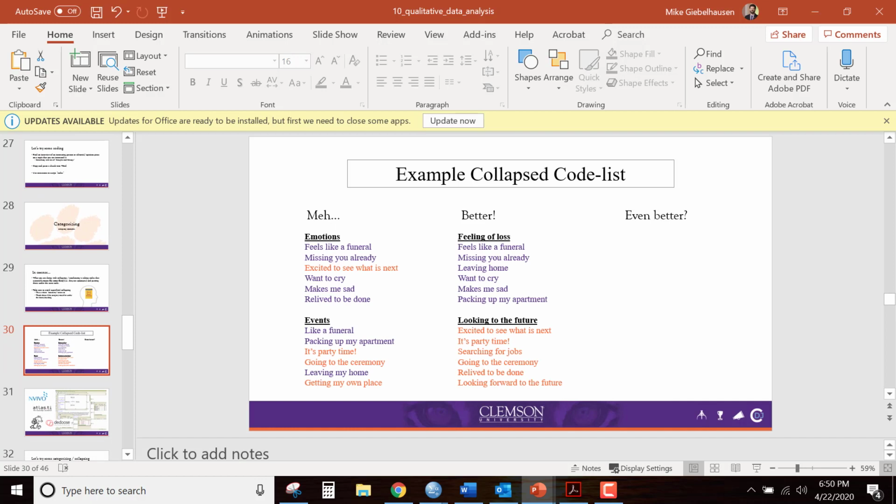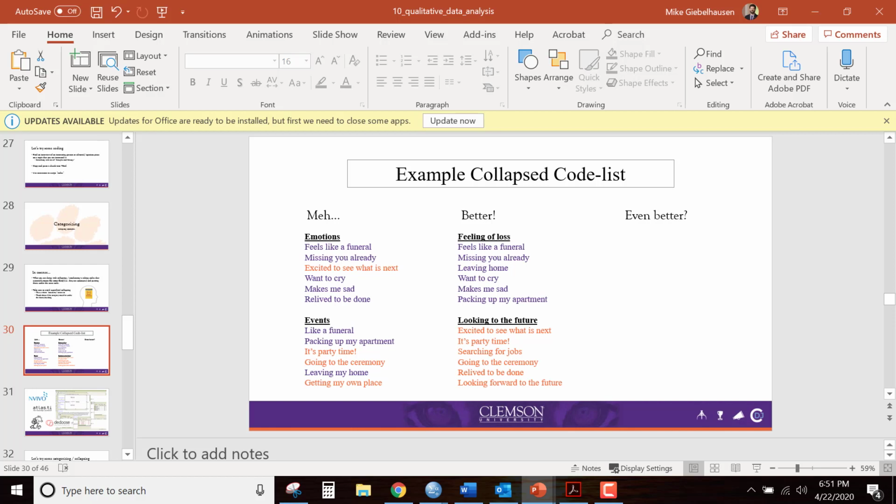And when we do that, we want to maintain the meaning of the initial code. On the exam, there'll probably be an instance of good coding and bad coding. You have to pick which one is better. So if you look at the codes on the left, we've coded sort of superficially as emotions. So we have in there things like I want to cry, and at the same time I'm excited to see what is next. Those things seem fundamentally different, right? We also have events like going to a party and going to a funeral. Those are very different things. Right? Maybe they don't belong under the same heading, even though they're all superficially tied to some sort of metaphor for an event. Probably a better coding would be something like a feeling of loss.